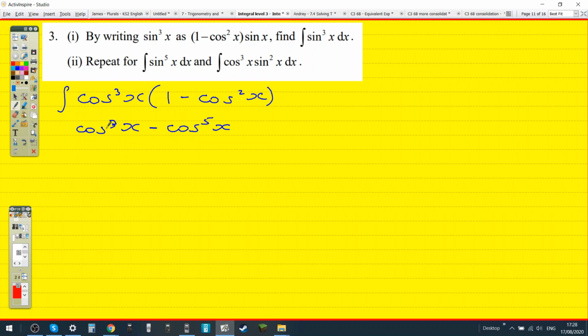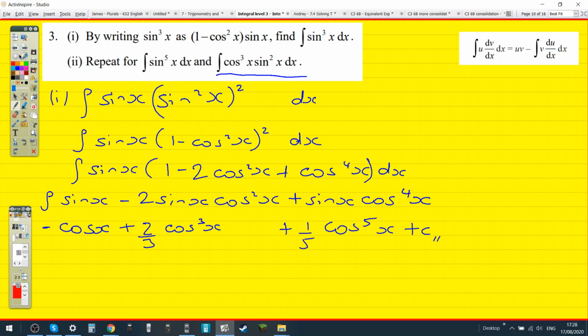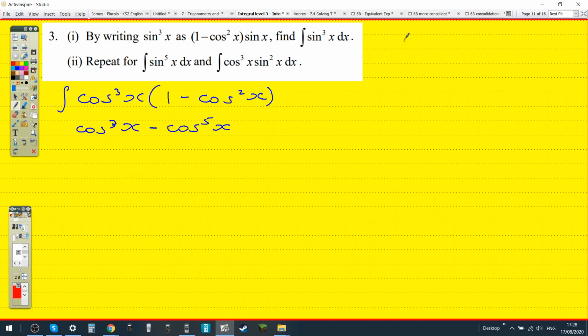Well, cos to the 5x integrated is 1/5. Wait, no. Something integrates to that. In the previous question, didn't something integrate to 1/5 cos to the 5x? So the integral of that should... Oh yeah, I don't know what the integral of that should be.